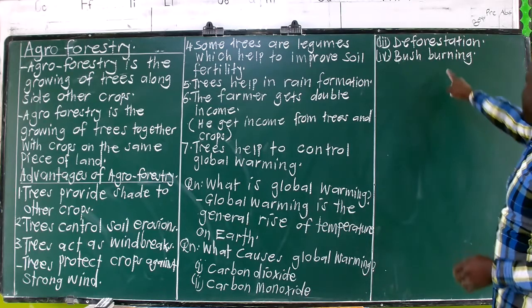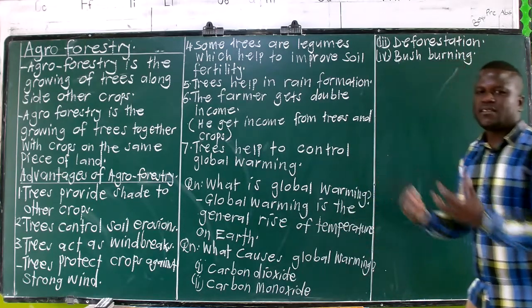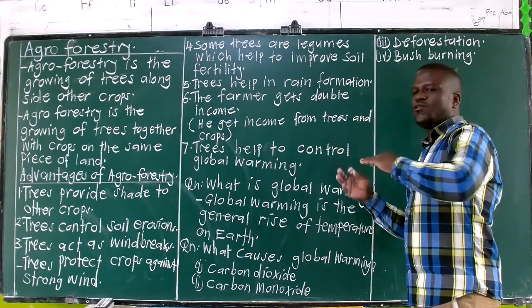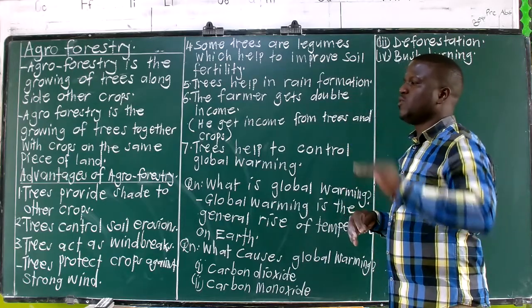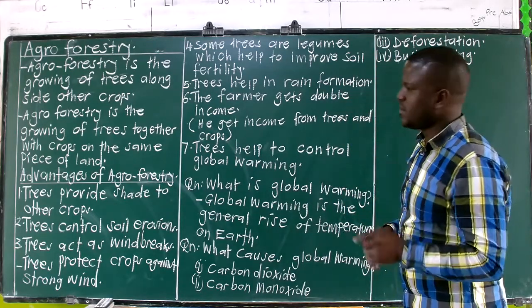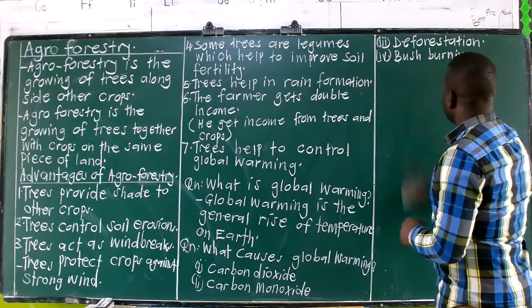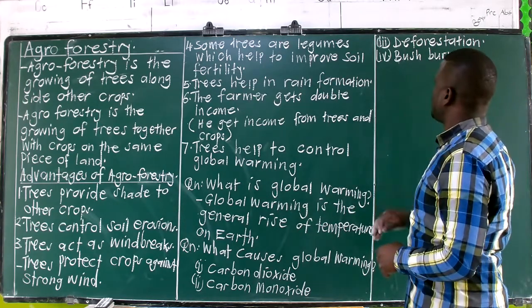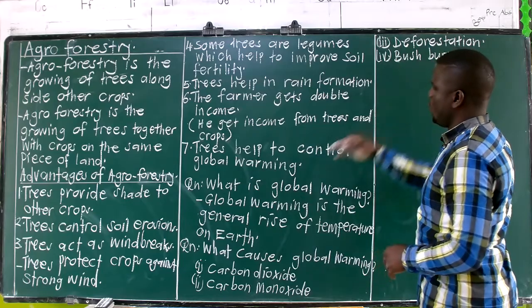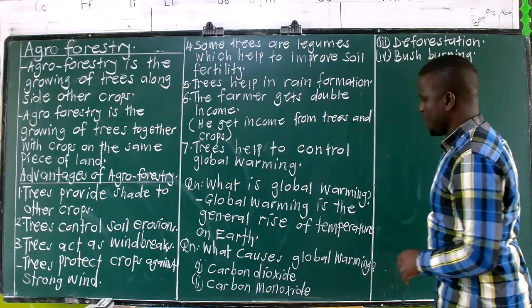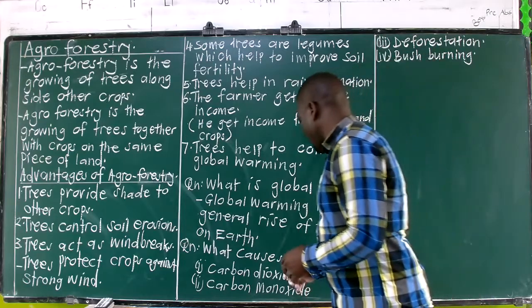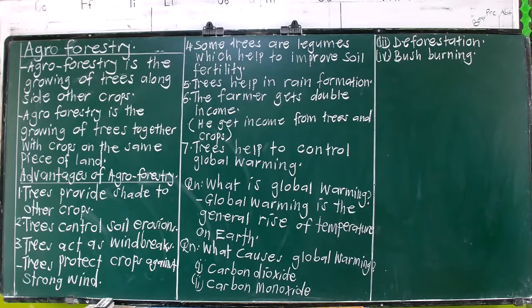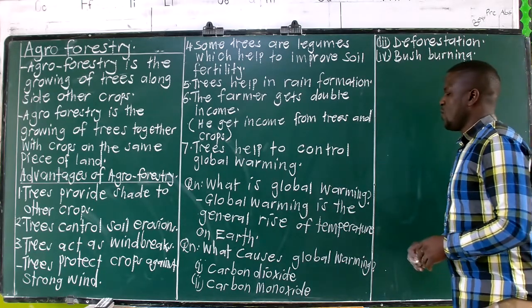So, when you burn the bush, there are those gases, carbon monoxide, carbon dioxide, and smoke goes to the atmosphere, they destroy the ozone layer. Then when the ozone layer is destroyed, the Earth will receive direct rays from the sun, which makes temperature on Earth rise. So that's what we call global warming. So we said global warming is the general rise of temperature on Earth. Causes of global warming, we have carbon dioxide, carbon monoxide, deforestation, bush burning. All these are causes of global warming.